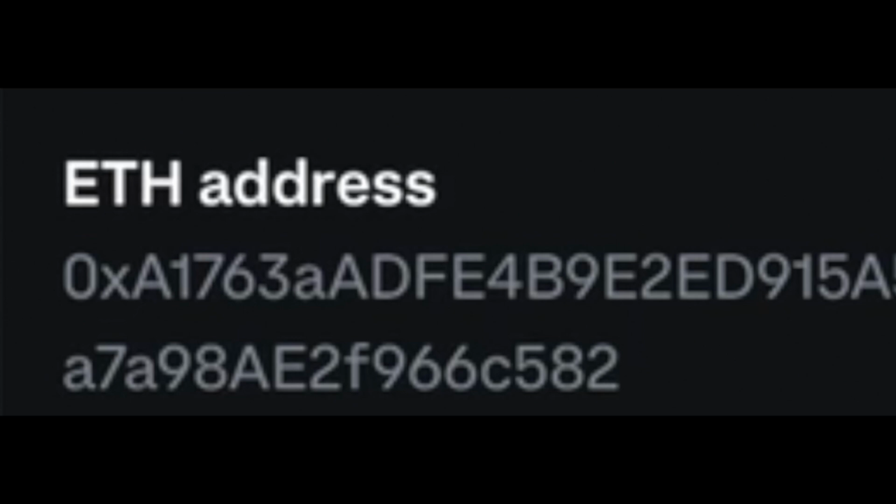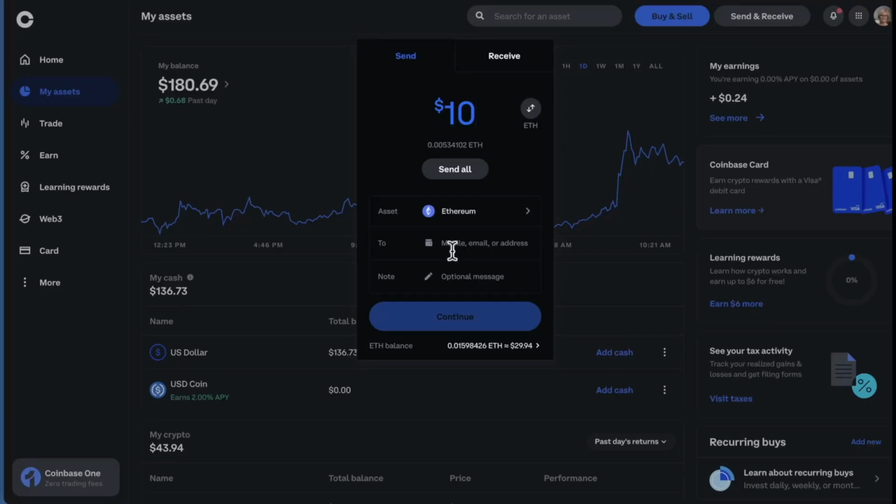The recipient might also send you a QR code, which is useful with a mobile app. We're just not demonstrating that right now. Insert the recipient's address here and then click Continue.